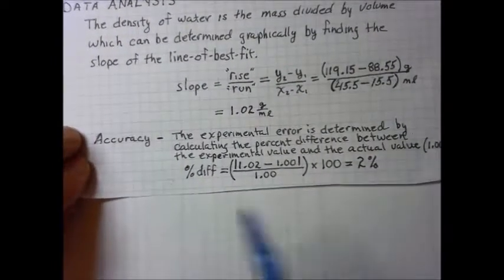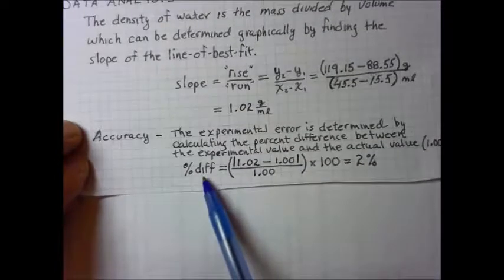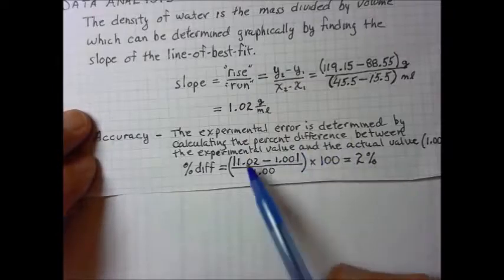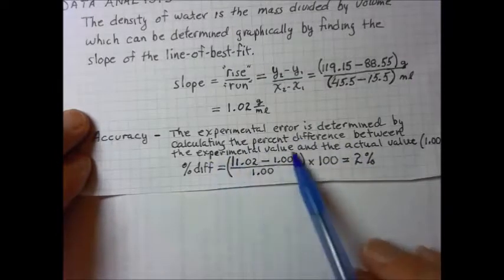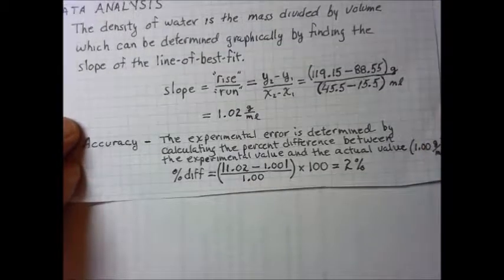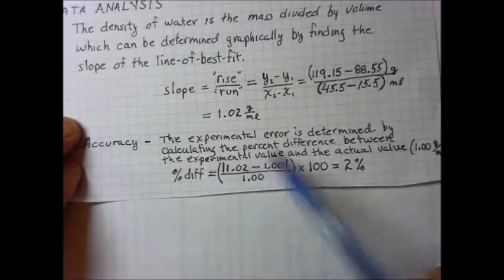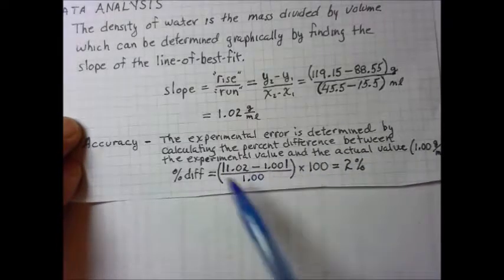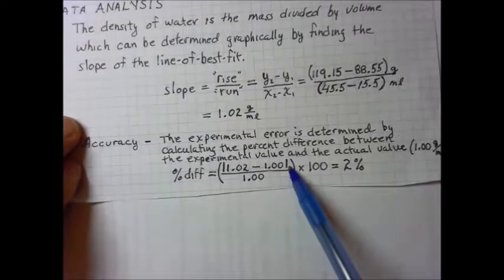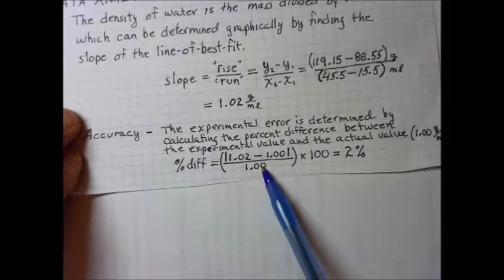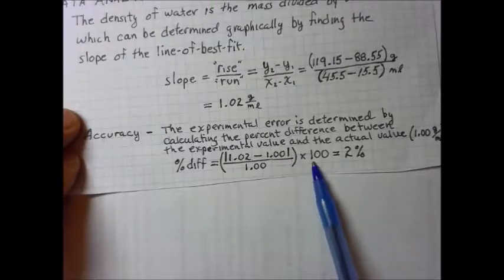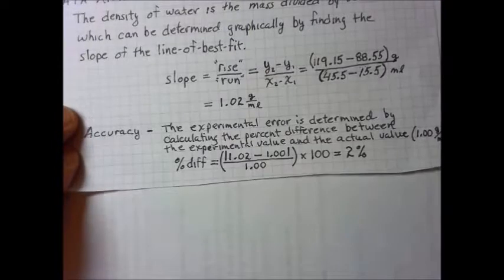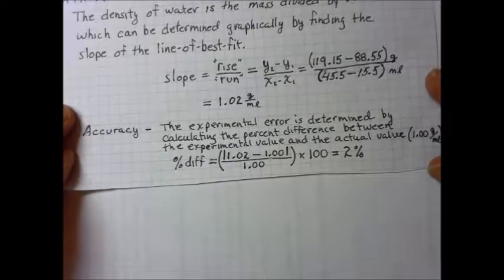And so we can use a percent difference to calculate accuracy. So our experimental error is determined by calculating the percent difference between the experimental value and the actual value. So our experimental value is 1.02, and we're going to subtract that from the actual value, which is 1, take the absolute value of that and divide it by the actual value, multiply it times 100 to find that our experimental error was 2%. And that's pretty good for high school laboratory work.